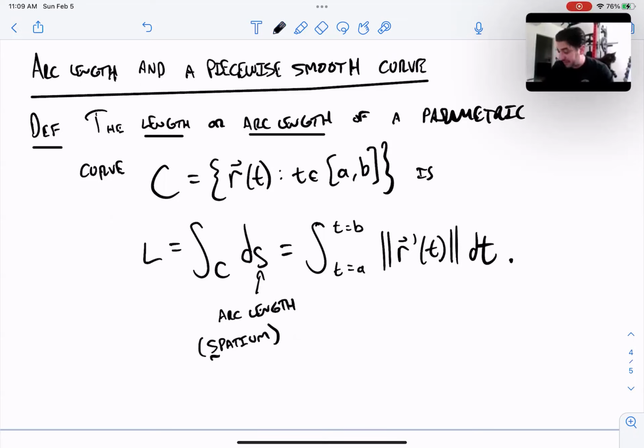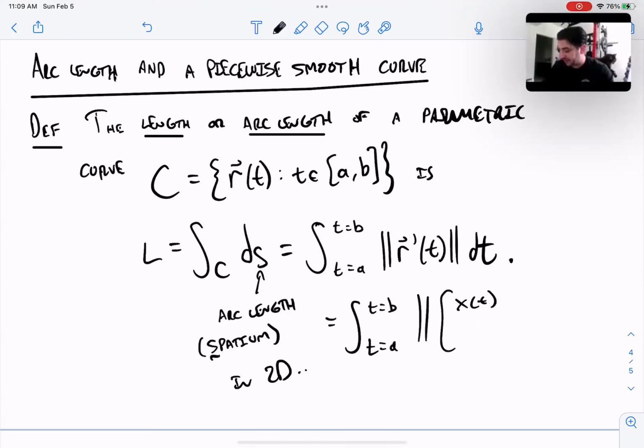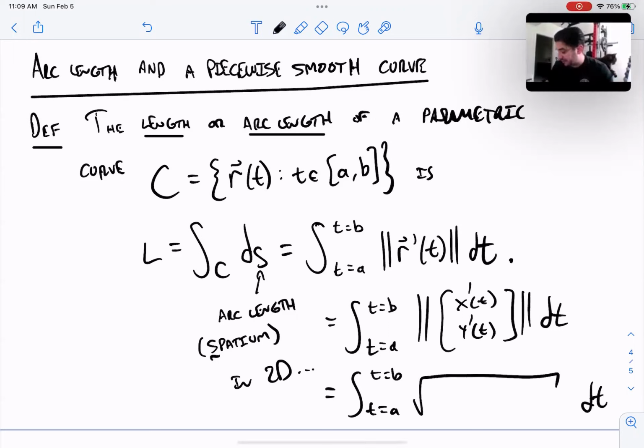This is a formula you may have seen in Calc 2, in the two-dimensional case. If you think about what this becomes, you'd have x of t, y of t for r, but then it's r prime. So you take each of their derivatives, and then you take the magnitude of that, so you do the square root of the sum of the squares. Sometimes this formula is in Calc 2.